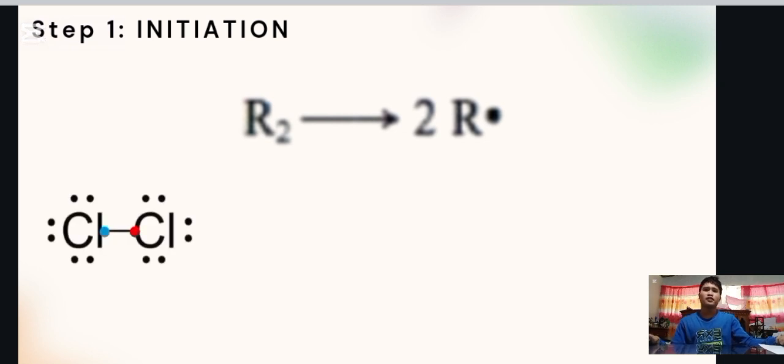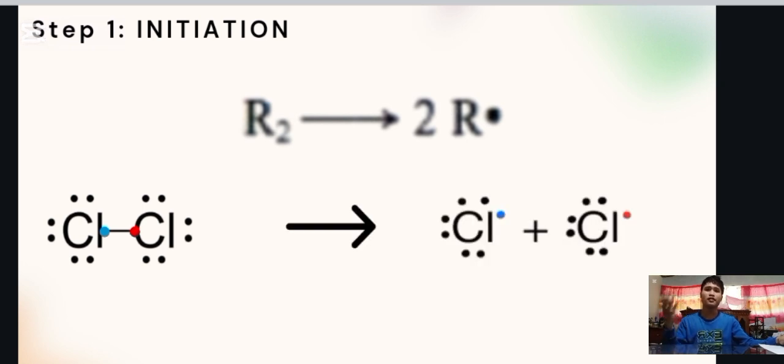Example, there are two chlorines bonded. In this process, we need to have radicals because the meaning of a radical is one or more unpaired electrons. In order to create them, heat must be applied to generate radicals. It is called initiation because we initiate the reaction to create radicals.